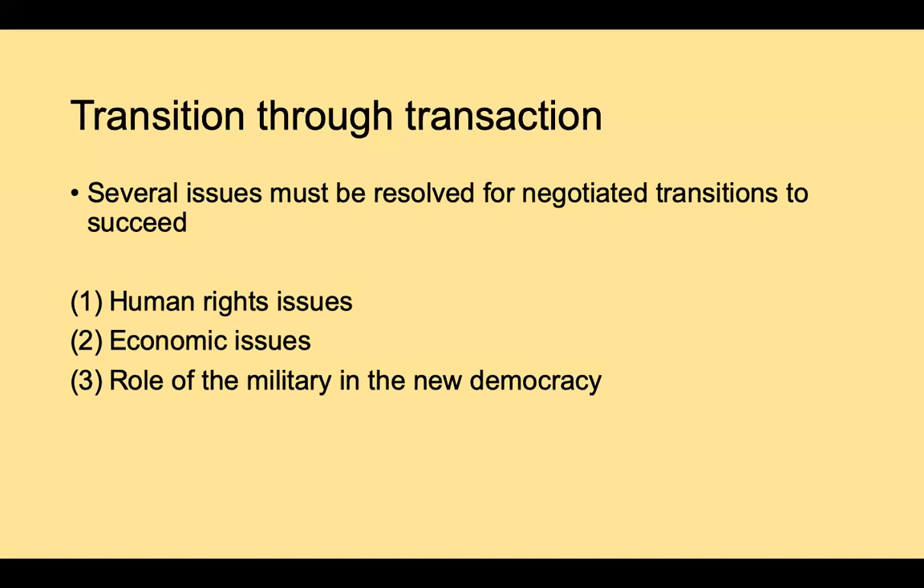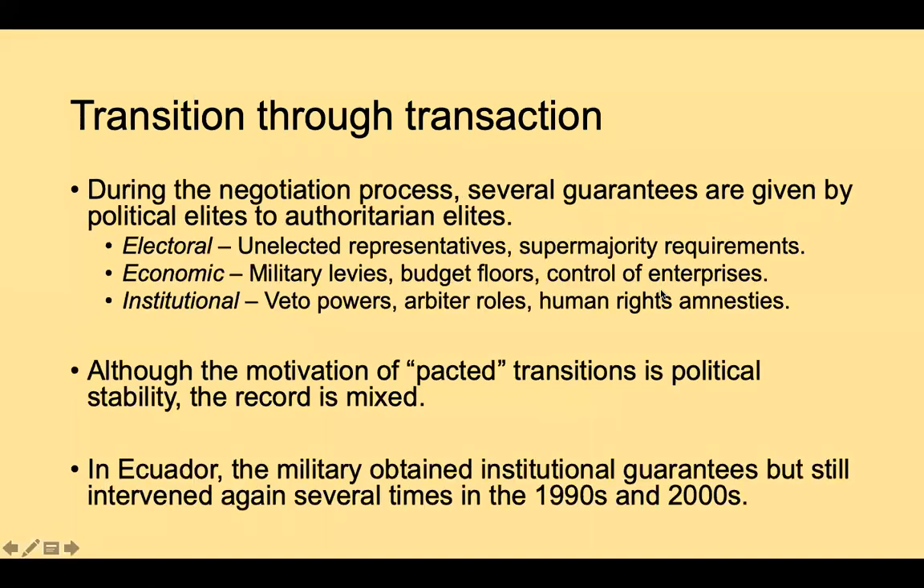And then there's the issue of resolving the question of the role of the military. The military always wants to retain some influence in the new democracy. And when it's in a position to negotiate its withdrawal, the role of the military becomes a key issue. And there are a variety of guarantees and assurances given to the military to help to preserve its role. And so these guarantees are given by the political elites in the opposition. These are the opposition softliners who are negotiating with the authoritarian elites, those softliners in the authoritarian elites.